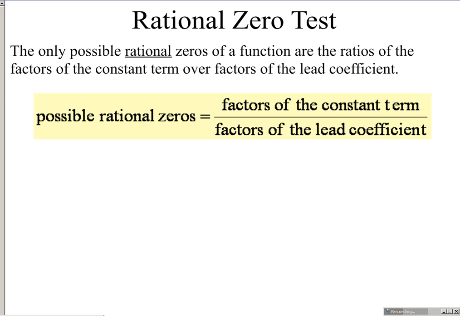Rational zero test. The only possible rational zeros of a function are the ratios of the factors of the constant term over factors of the lead coefficient. So all of our possible rational zeros, what we're going to do to find those is take all the factors of the constant, remember that's the number all by itself in our function, and divide by all the possible factors of the lead coefficient of our function. That list then will give us all of the possible rational zeros of our function. Remember, rational just means can be written as a fraction.